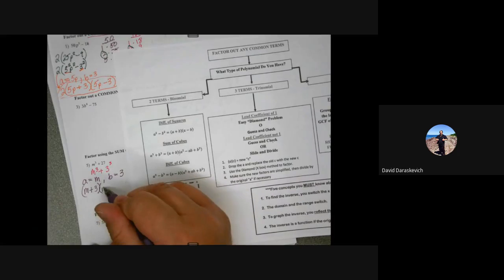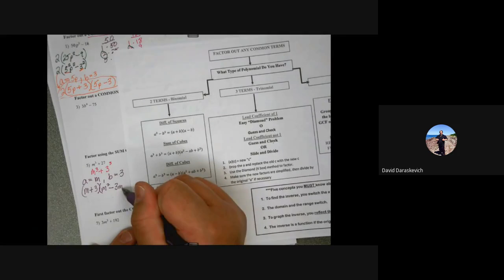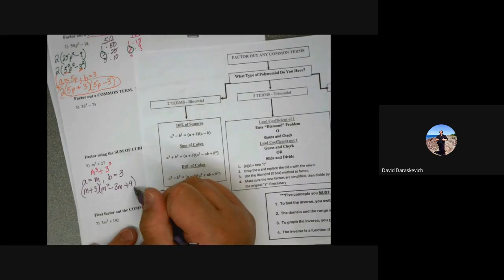times A squared, M squared, minus A times B, minus A times B. I'm going to put the 3 first. Plus B squared. B squared, 3 squared is 9.